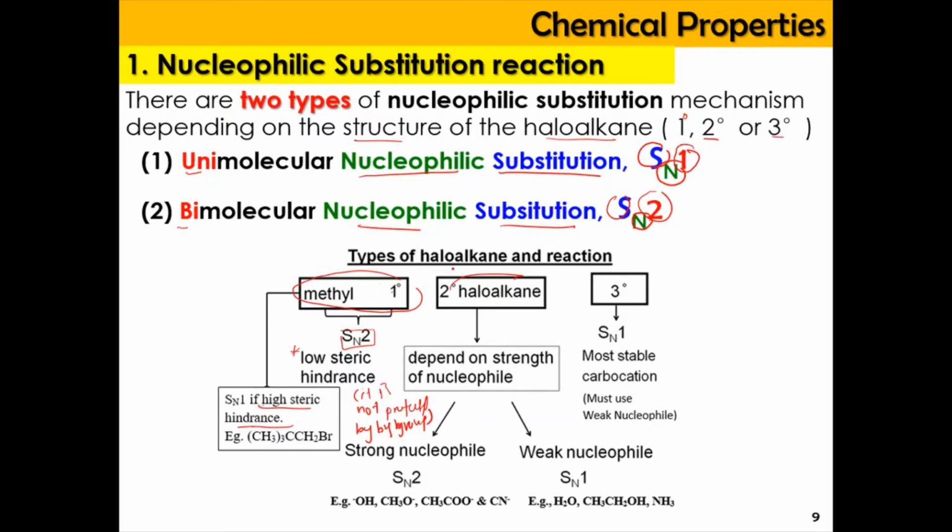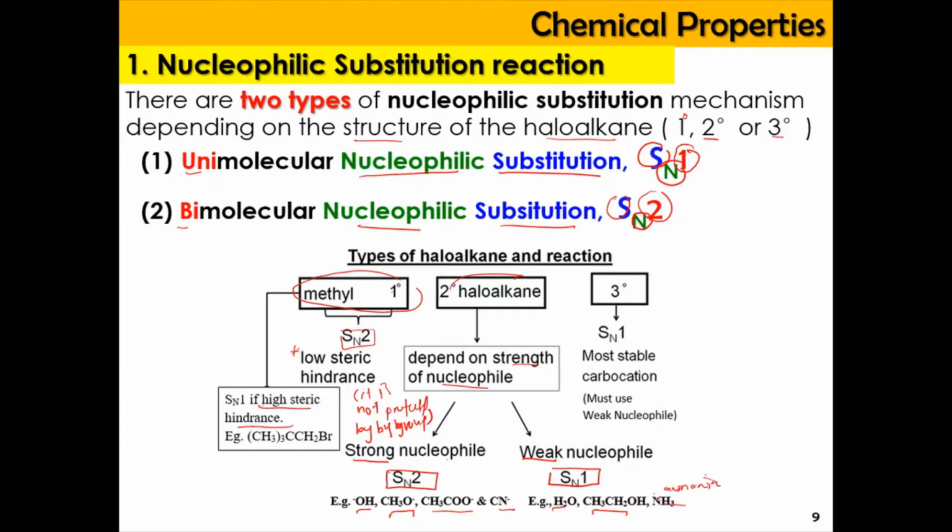However, when the haloalkane is secondary, it will depend on the strength of the nucleophile. So, if the nucleophile used in the reaction is a strong nucleophile, for example, hydroxide ion, methoxide ion, carboxylate ion, or cyanide ion, it will undergo SN2. However, when the nucleophile used is a weak nucleophile, it will undergo SN1. So examples of weak nucleophiles are water, alcohol, for example, the ethanol here, and also the amino group, which is an amine or ammonia.